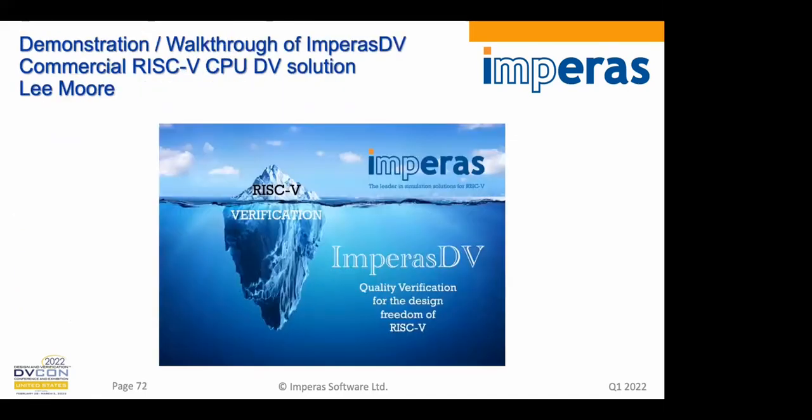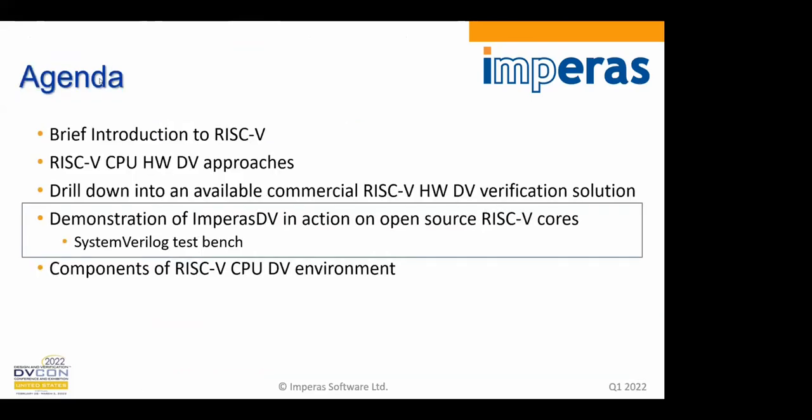So now I'm going to hand you over to Lee Moore of Imperas, who's going to spend the next 30 minutes and walk through a detailed walkthrough of the Imperas DV and show RISC-V CPU verification in detail. Lee. Thanks for the introduction, Simon. So what I'm going to do now is to run through a demonstration of Imperas DV in action on open source RISC-V cores. The core that we're going to do the demonstration on today is the Ibex core from lowRISC.